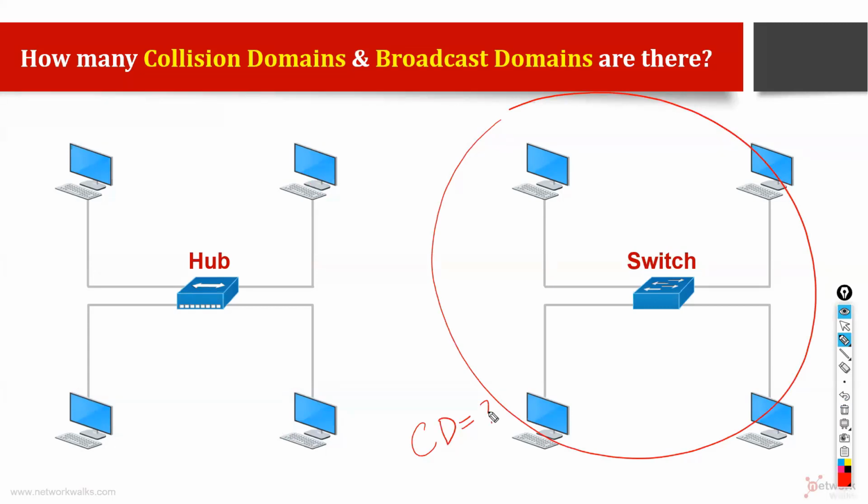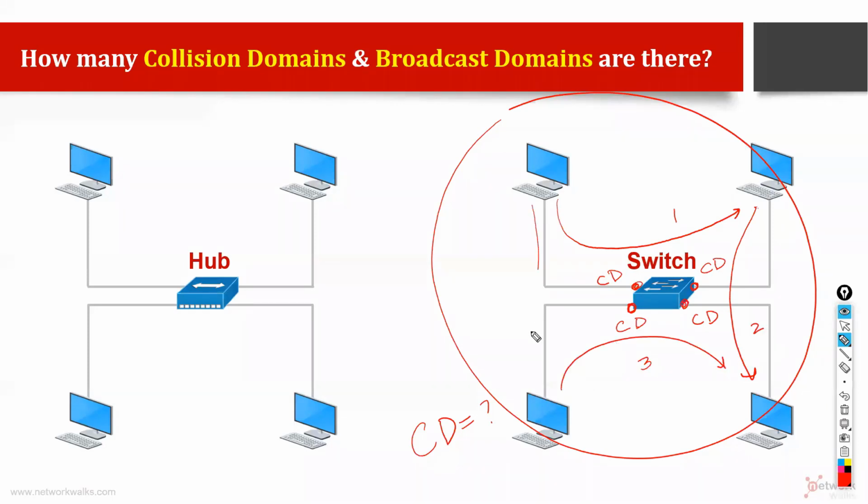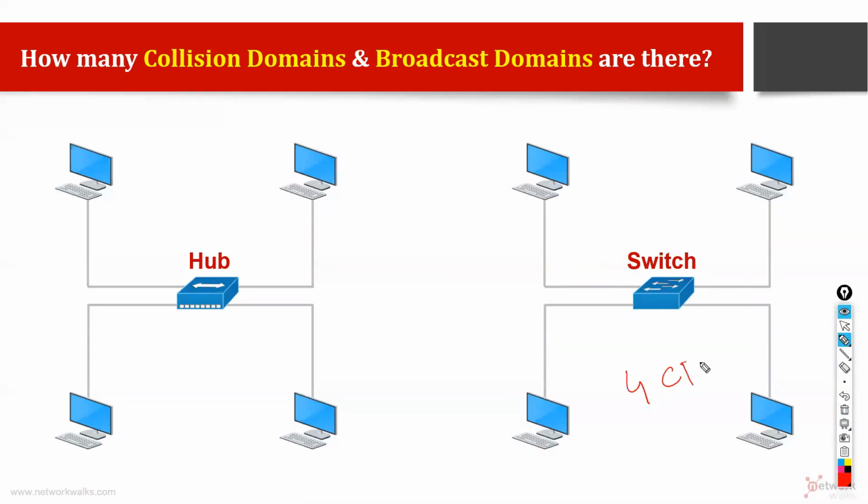Justice says 4, Eric says 4, and many others. Yes, very good. Which means 4 messages can be sent and received at the same time, because each port on the switch is a separate collision domain. This is separate, this is separate, this is separate. Which means if this computer wants to talk here, it can send one message. At the same time, this can send a message to here, 2 messages. This can send to here, 3. And this one can also send a message to here, 4 messages at the same time. So total 4 collision domains.